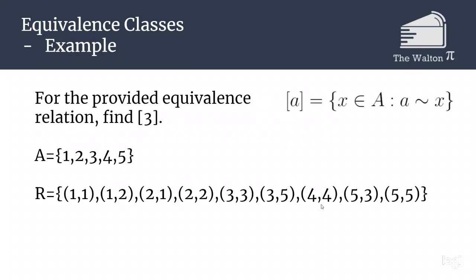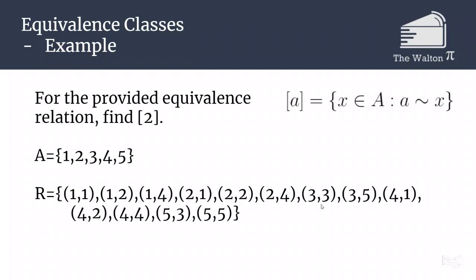So, in this example, let's try and figure out what is the equivalence class of 3. We look to see what are all the things that relate to 3. Going through the relation, we find that we have the pair 3 comma 3 and 3 comma 5. That tells us that 3 and 5 are the elements in the equivalence class of 3, because those are the elements which relate to 3. Take a moment to try and figure out what the equivalence class of 2 is for this relation R.